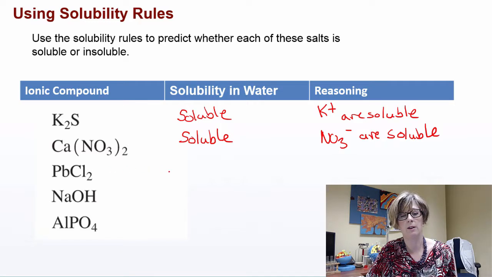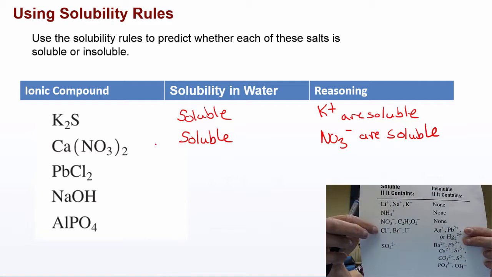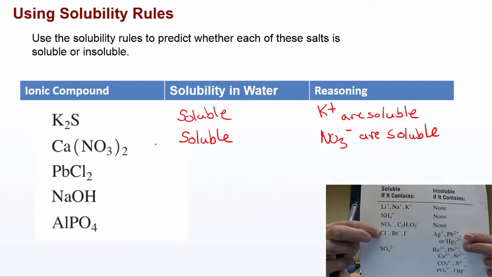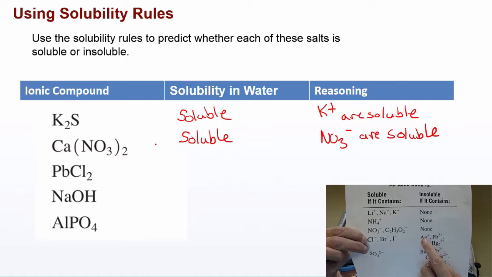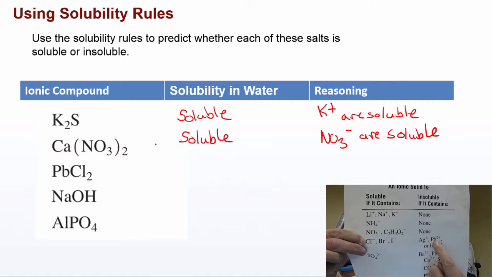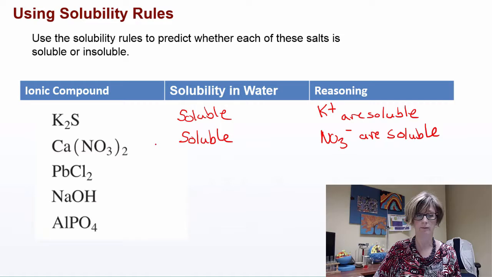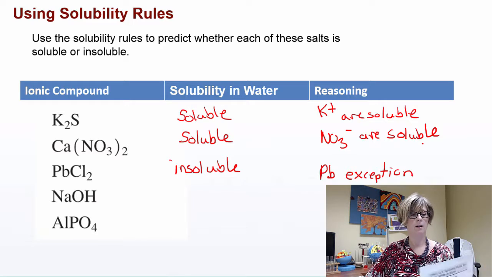Now let's look at the next one. Here we've got lead chloride. Let's look at our table here and see if we've got any rules. Here you can see my finger on the chloride. So chlorides are going to be soluble, but look, there's exceptions here. Actually lead is an exception. So if you've got lead and chloride, that's an exception, and that actually means it's insoluble. So I'll put insoluble here. And that's because lead is an exception to the rule.